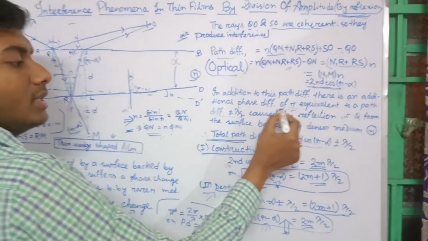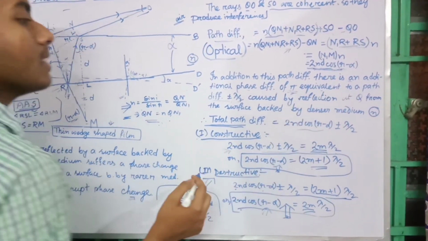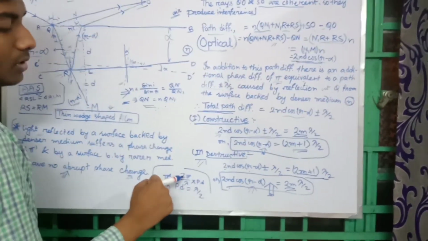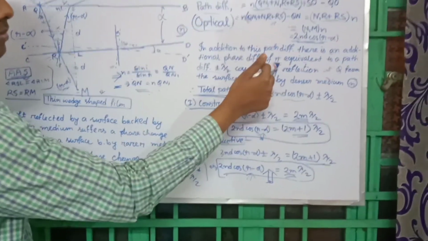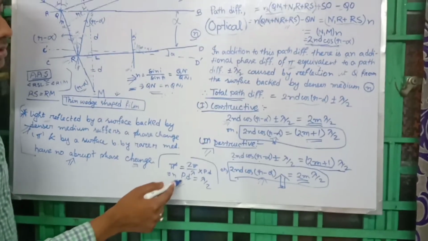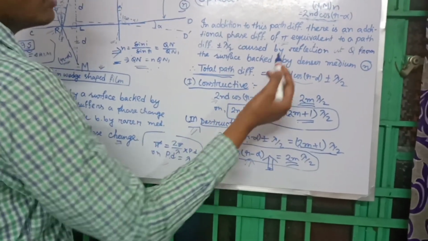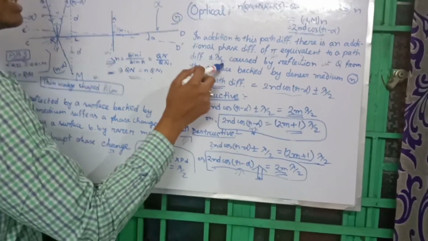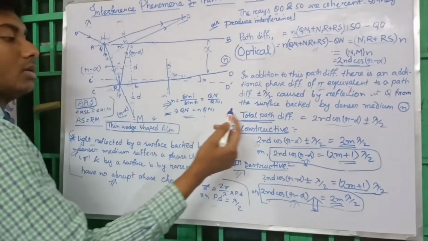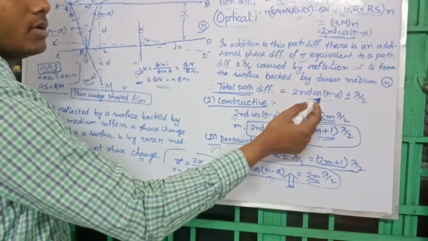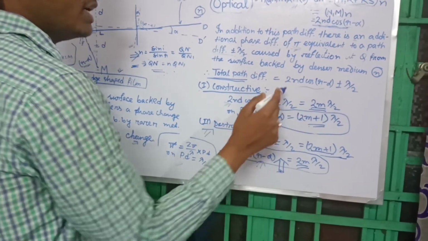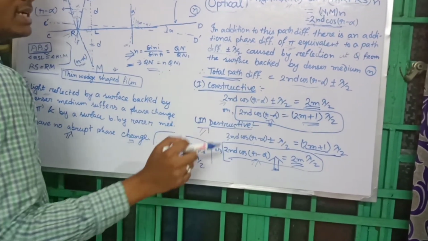So I have written this phase difference of pi, and we know that the phase difference equals 2 pi by lambda into path difference. So pi equals 2 pi by lambda into path difference, and from here we get path difference equal to plus or minus lambda by 2. So pi is equivalent to a path difference of plus or minus lambda by 2 caused by reflection at Q. Now the total path difference will be 2ND cos (R minus alpha) plus or minus lambda by 2.